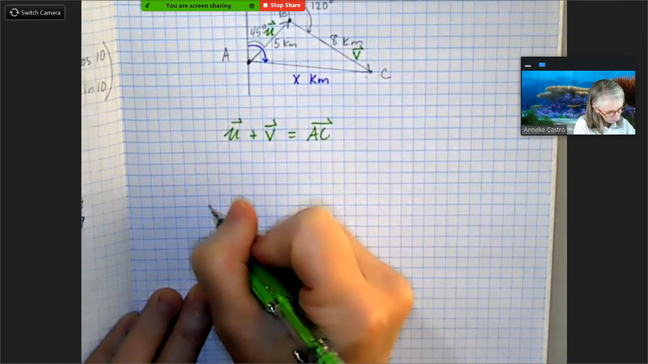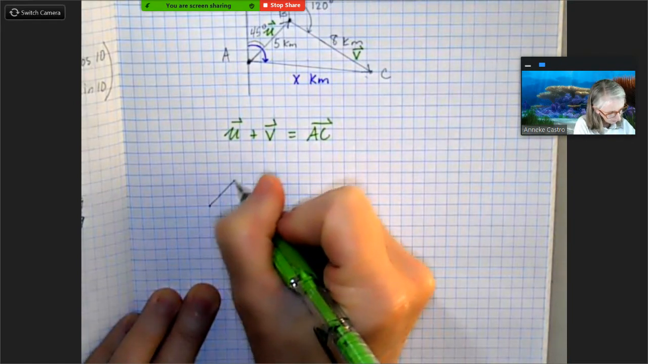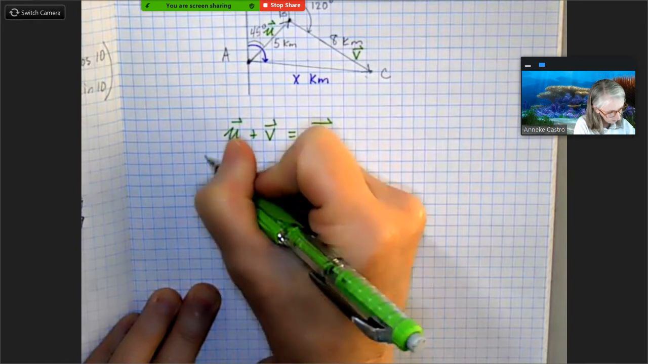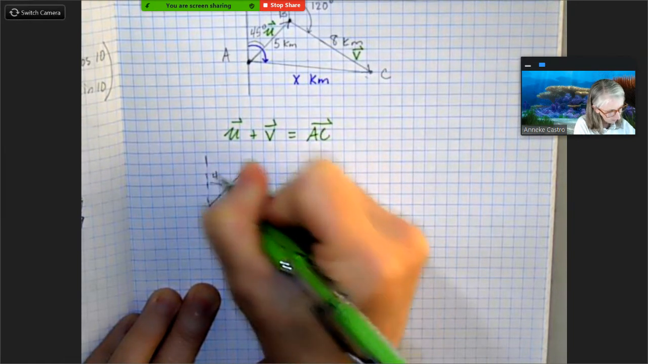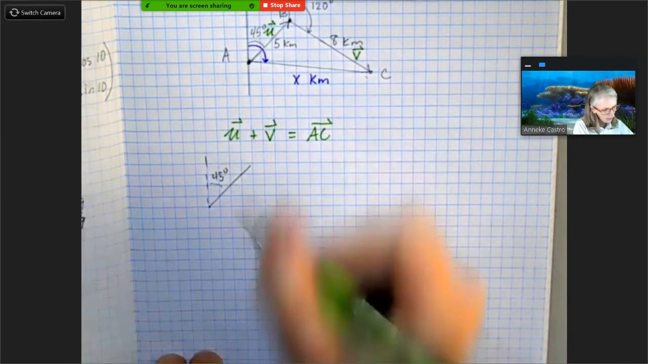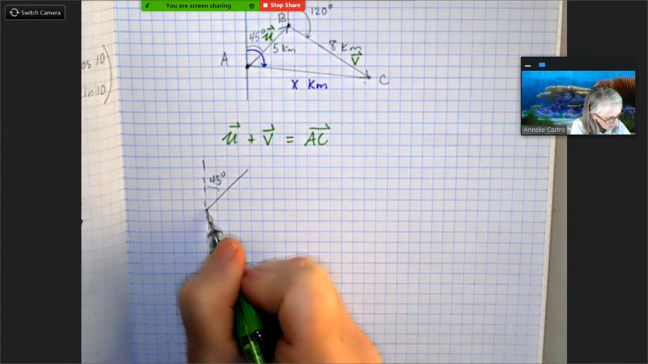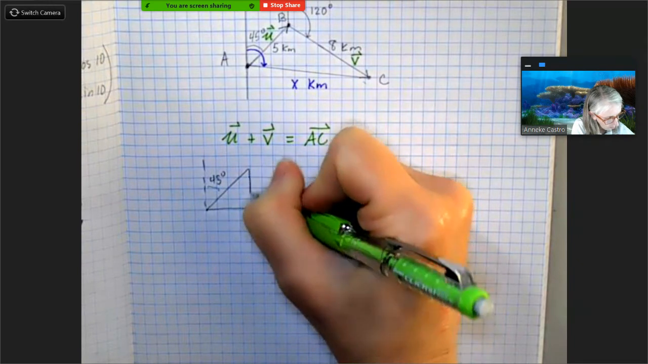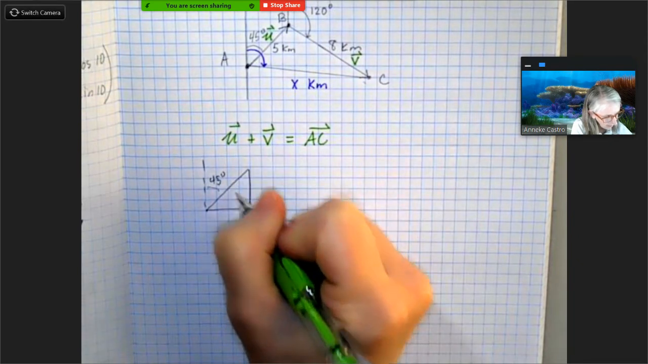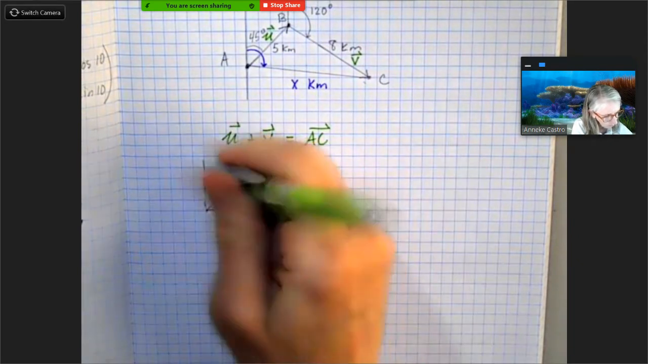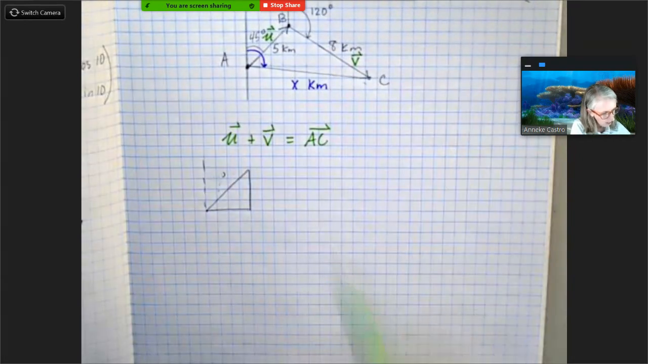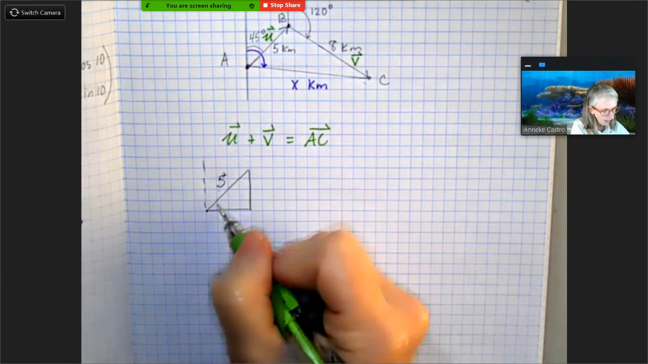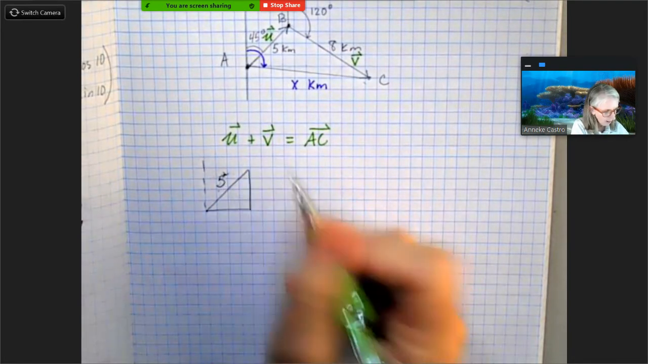U. So vector U, we said it's going like this. It's at 45 degrees to the north. Here's my north. I know this is 45 degrees. And I need to find what is my X component and what is my Y component. Well, we know that the length here is 5. I'm going to erase that 45 degrees. It's kind of in my way now. We know that my hypotenuse here is 5. It has a length of 5.